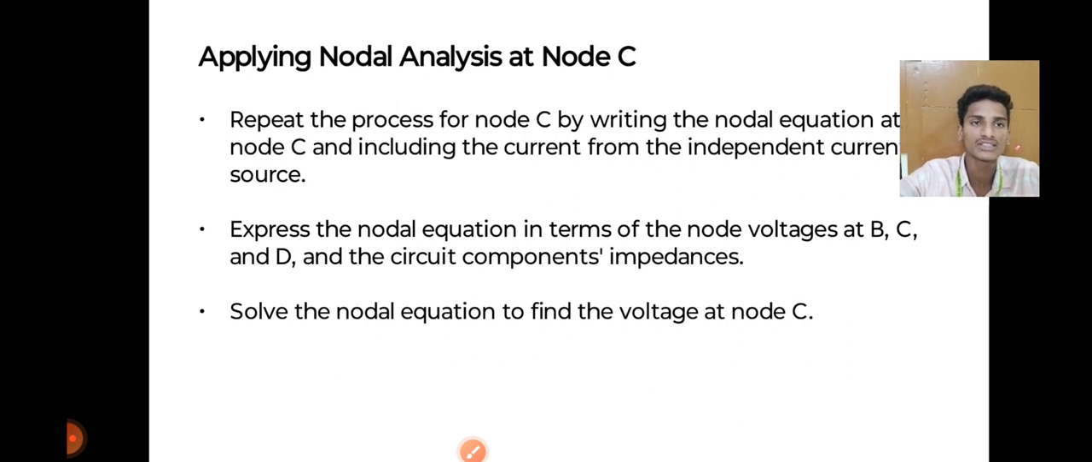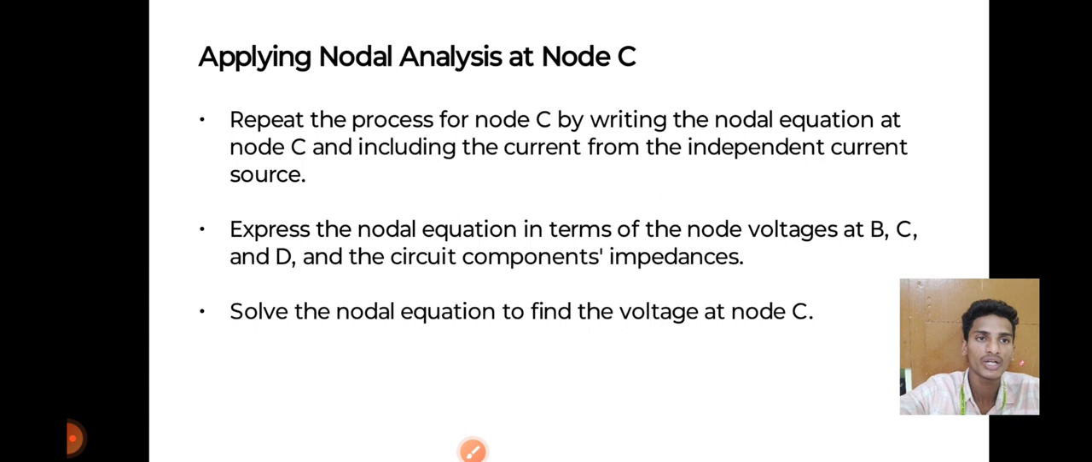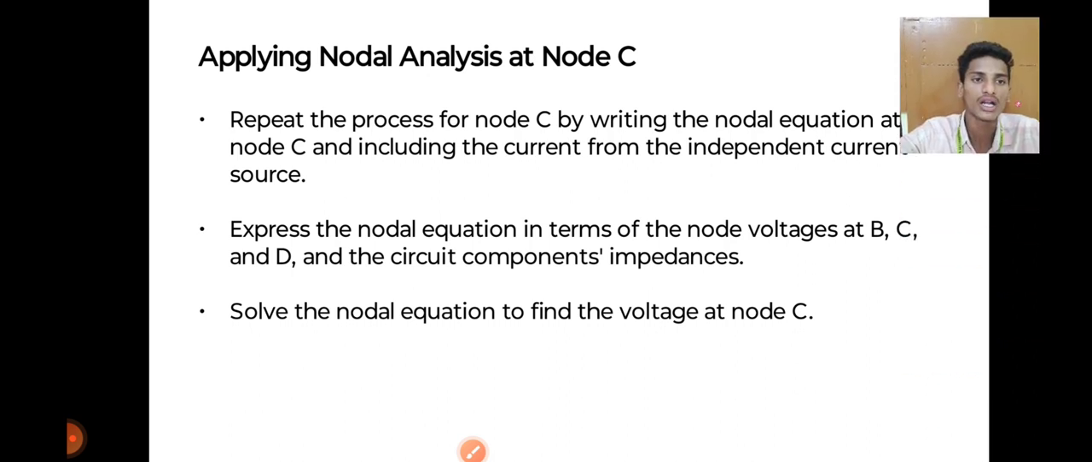Applying nodal analysis at node C. Repeat the process for node C by writing the nodal equations at node C and including the current from the independent current source. Express the nodal equations in terms of the node voltages at B and D, C and D, and the circuit components' impedance. Solve the nodal equations to find the voltage at node C.